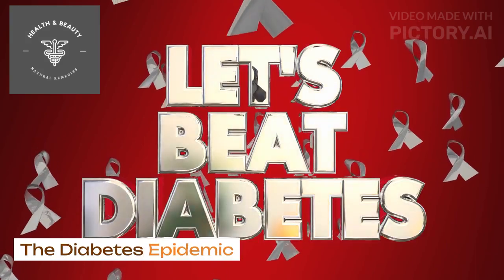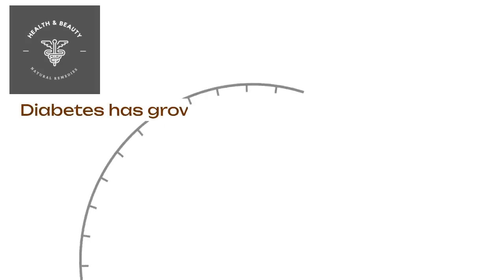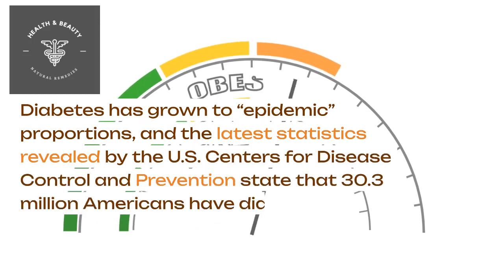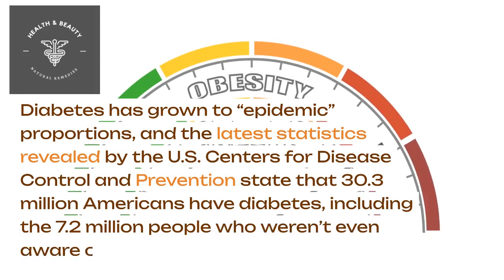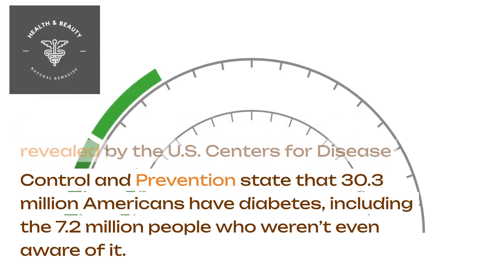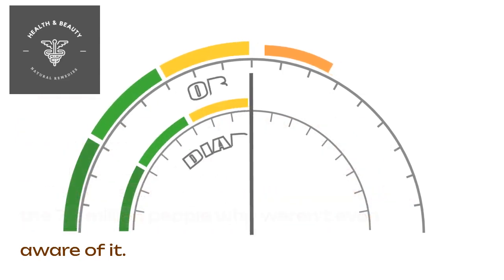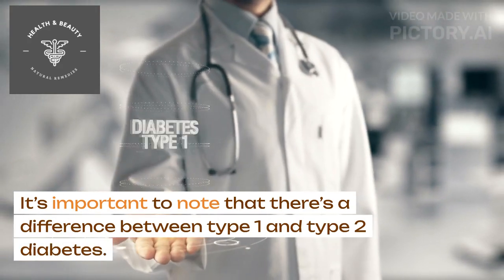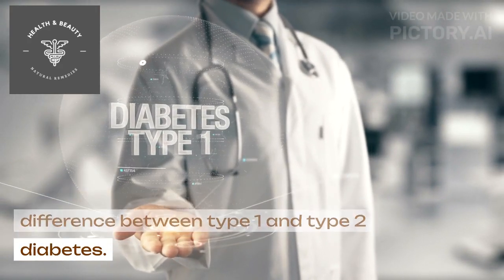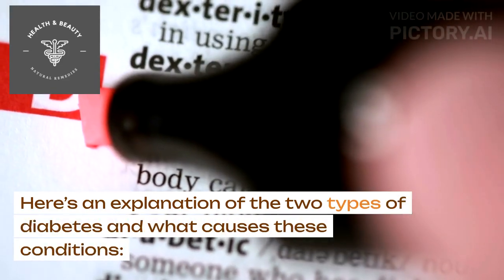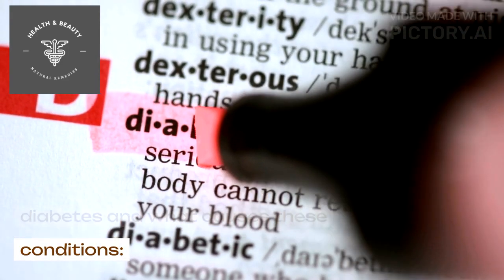The diabetes epidemic. Diabetes has grown to epidemic proportions, and the latest statistics revealed by the U.S. Centers for Disease Control and Prevention state that 30.3 million Americans have diabetes, including the 7.2 million people who weren't even aware of it. It's important to note that there's a difference between type 1 and type 2 diabetes. Here's an explanation of the two types of diabetes and what causes these conditions.